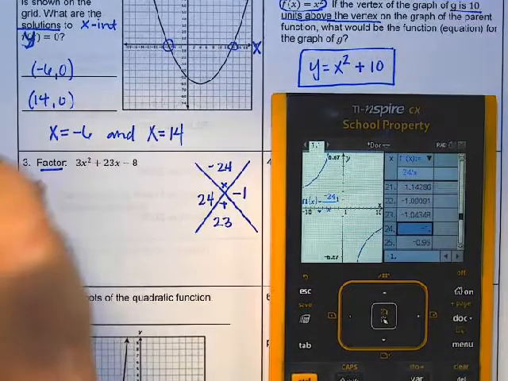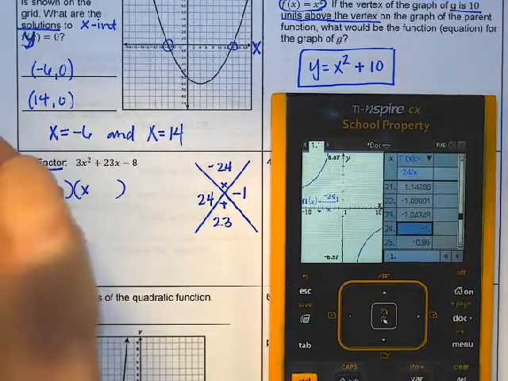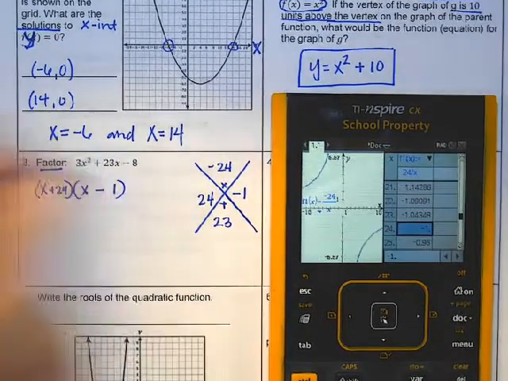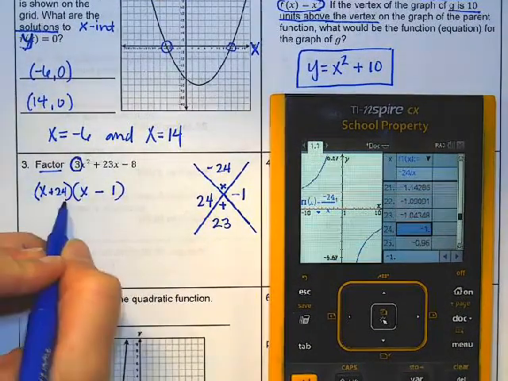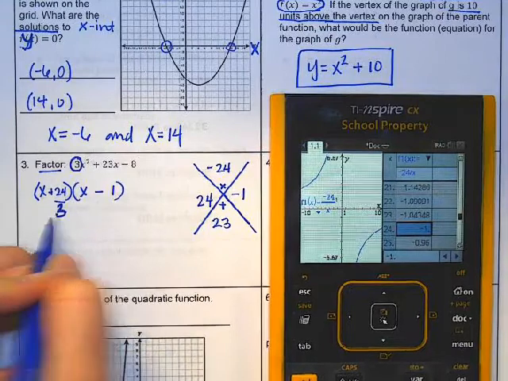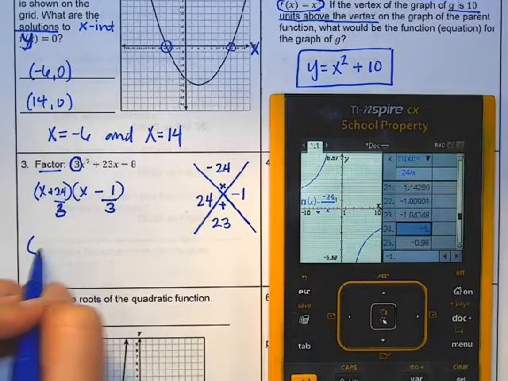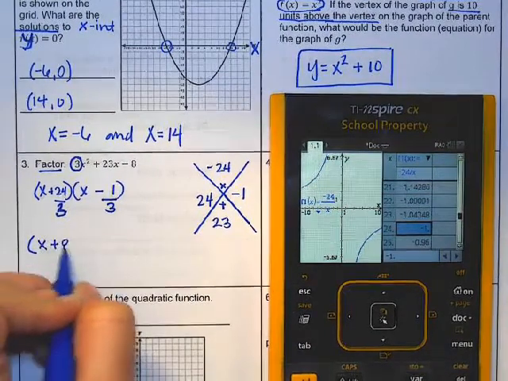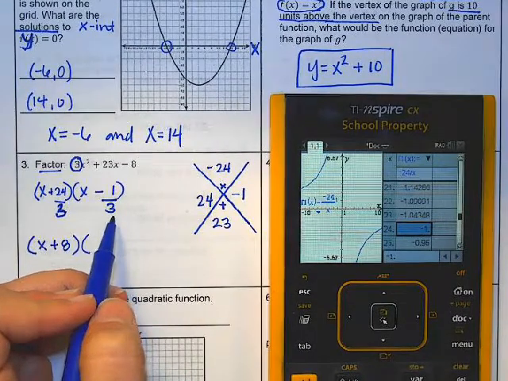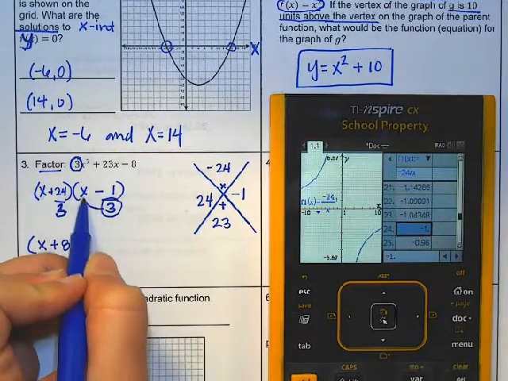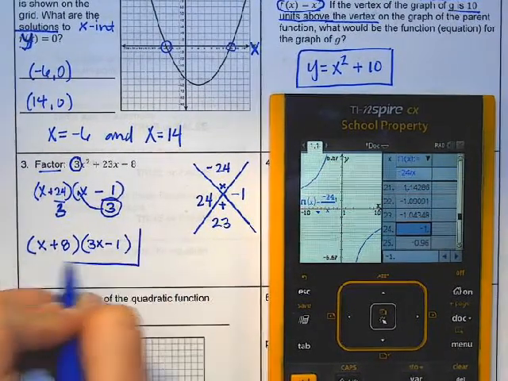After doing my x, I'm going to draw my parentheses, x and x. I have a +24 and a -1. I also have this 3 out front, so I have to divide everything by 3. So 24 divided by 3 is 8, so x plus 8. -1 divided by 3 does not give me a whole number, so I'm going to take this 3 on the bottom and push it in front of the x. 3x minus 1. That's my answer.